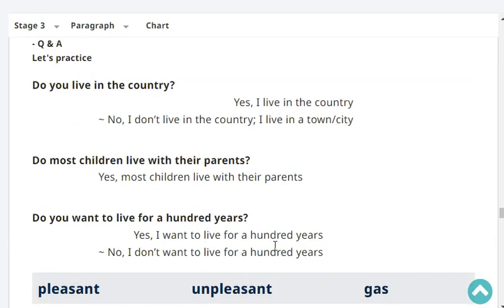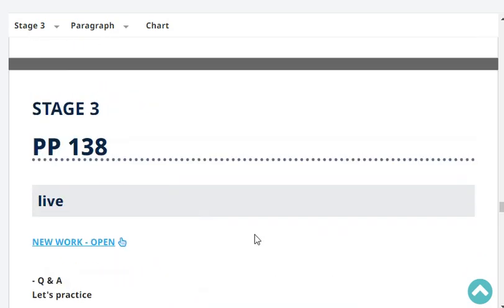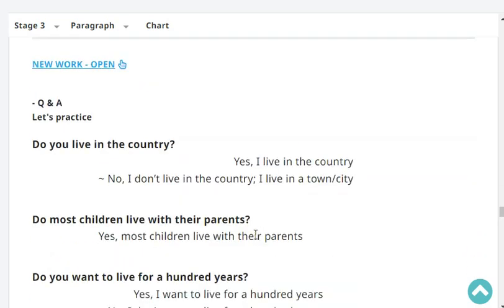Okay, do you live in the country? Yes or no? Yes, I live in the country. Do most children live with their parents? Yes, most children live with their parents. Very good.